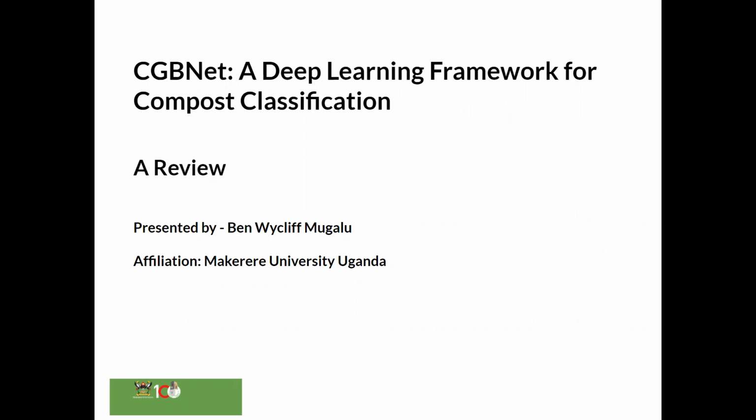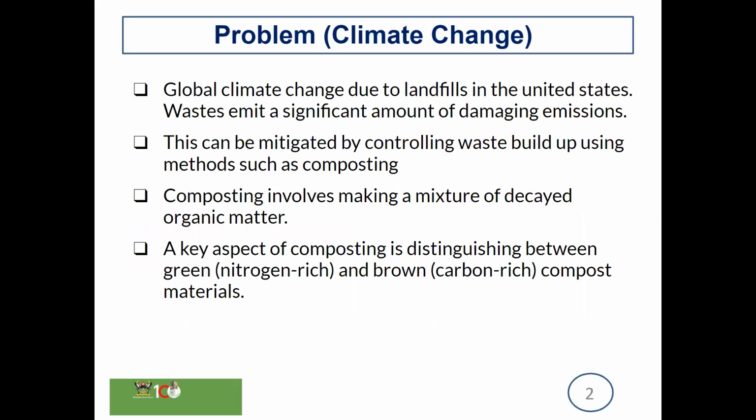This paper proposes a network which they call CGBNet, a deep learning framework for compost classification. The problem they're looking at here is climate change due to landfills, and they are particularly focusing on the United States. Research has shown that waste emits a significant amount of greenhouse emissions, but this can be mitigated by controlling waste buildup using methods including composting.